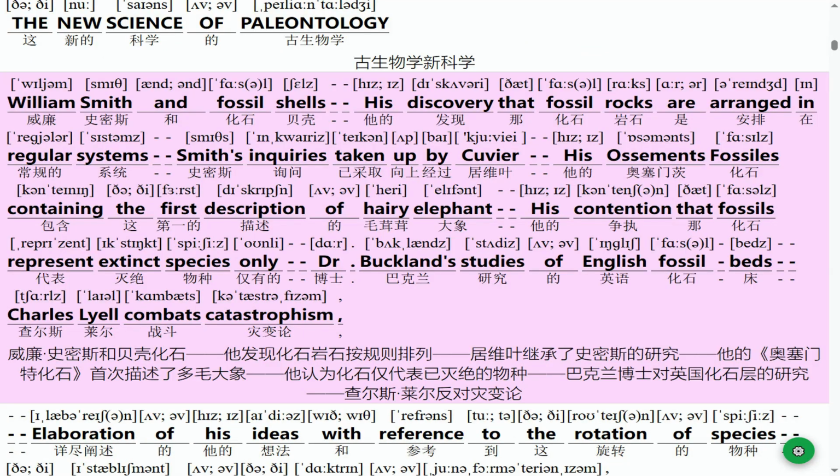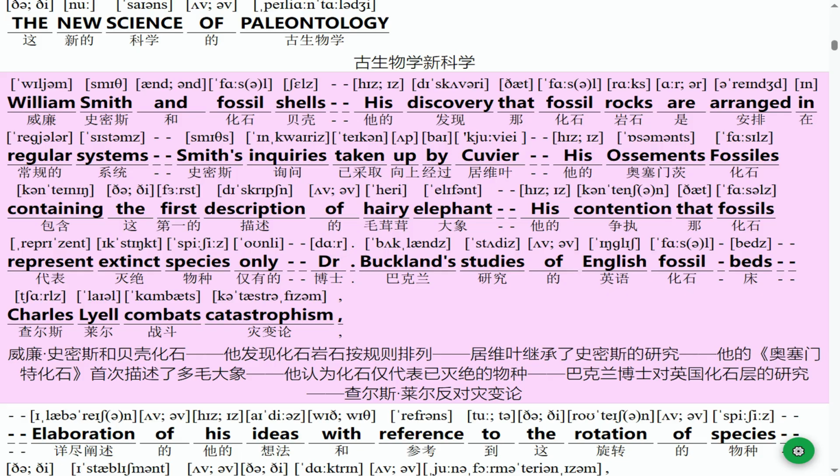William Smith and fossil shells. His discovery that fossil rocks are arranged in regular systems. Smith's inquiries taken up by Cuvier. His Ossemens Fossiles, containing the first description of the hairy elephant. His contention that fossils represent extinct species only. Dr. Buckland's studies of English fossil beds.